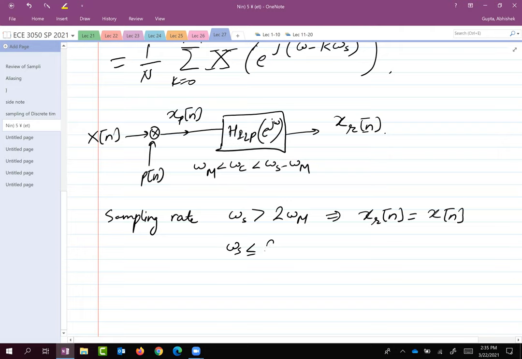Omega s is less than or equal to 2 omega m. Okay, I don't want to talk about equal to. So if it is less than 2 omega m, then you cannot recover the original signal. When it's equal to 2 omega m, you can recover in some cases when the phase is zero, and you may not be able to recover if the phase is not zero or the phase doesn't satisfy some specific condition. So we'll not talk about that edge case where omega s is equal to 2 omega m.